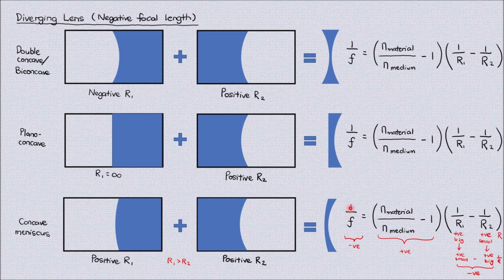The way you determine whether it's a concave meniscus or a convex meniscus only depends on this: if the center is thicker than the edge, then it's a convex meniscus. If the center is thinner than the edge, then you get a concave meniscus. Okay, so that's all the things I want to talk about for the lens maker equation. So let's try and apply what we learned in the question.